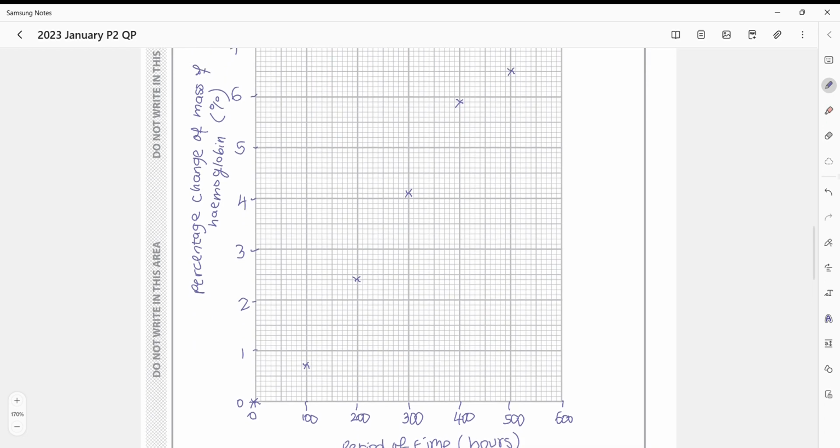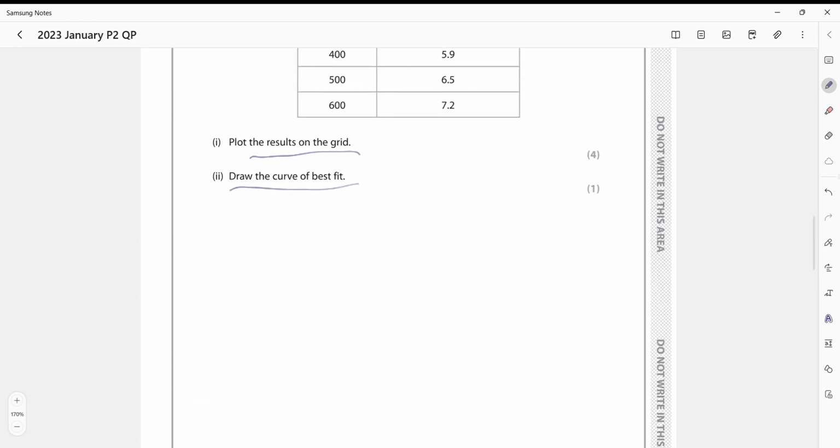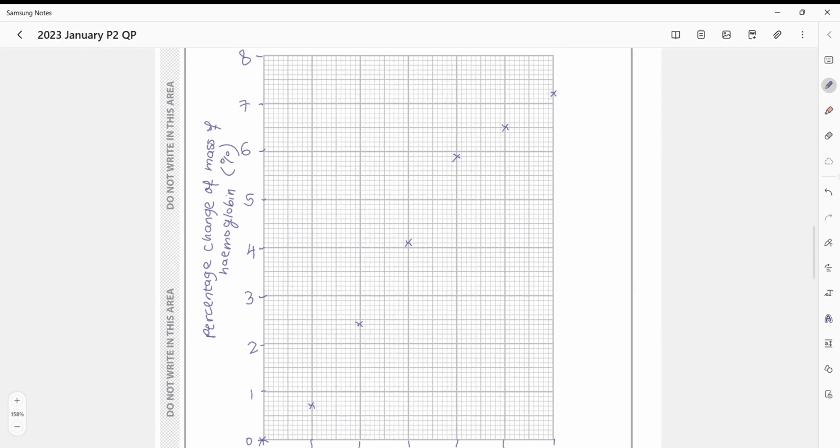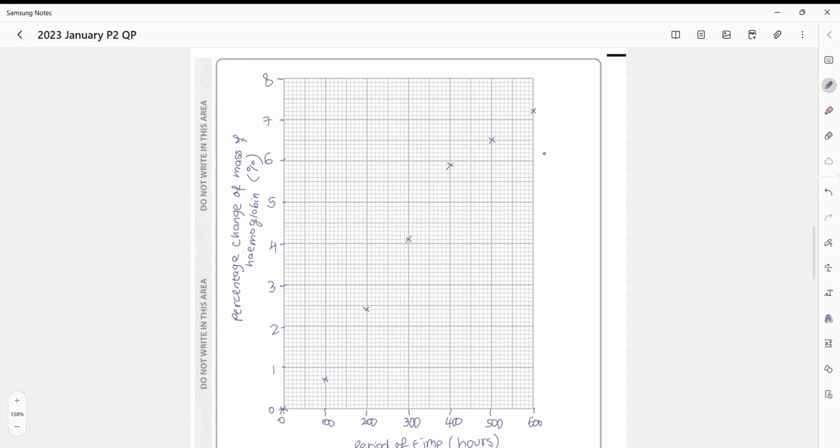Another thing to note is that you want to make sure that your plot takes up more than half of the space that's given to you. So this should be fine. And then the last part, we need to draw a curve of best fit. So let me just zoom out a little bit here.